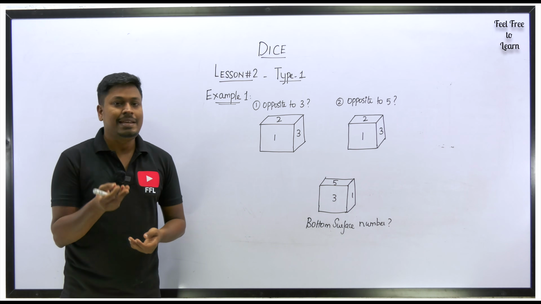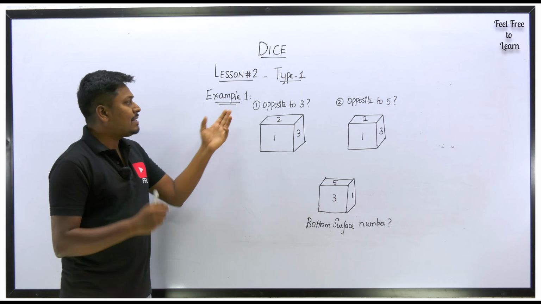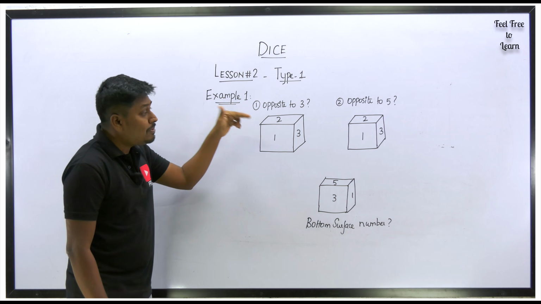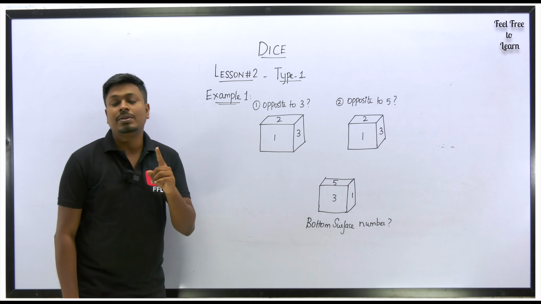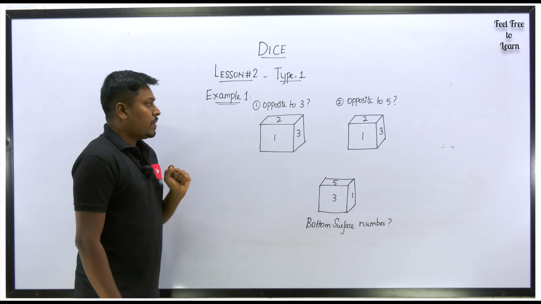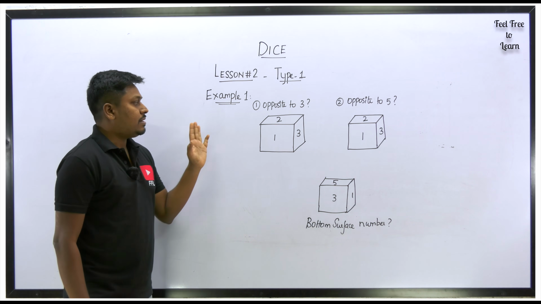These types of questions will be asked in type number 1. Type number 1 is very easy as an example 1 question, but when you take example 2 questions, it is a little bit confusing for beginners. So you have to know that concept also. Okay, now let me move on to the first question.